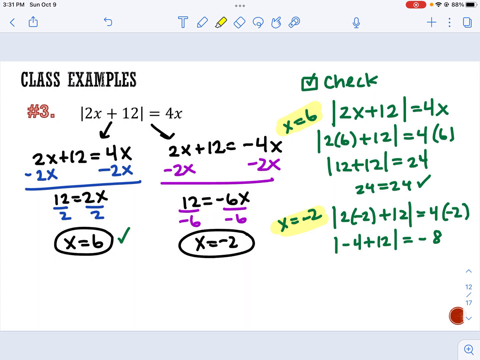I start to notice something funky here, right? The absolute value is equal to negative. I'm going to keep solving it out though. Negative 4 plus 12 gives me absolute value 8. Does that equal negative 8? Well, no, it doesn't. 8 does not equal negative 8.